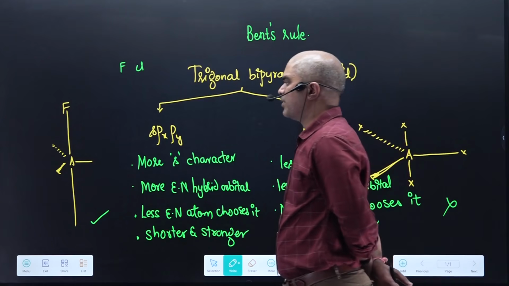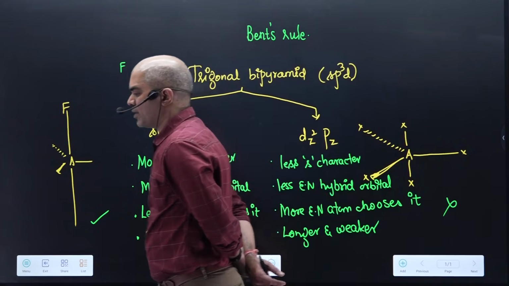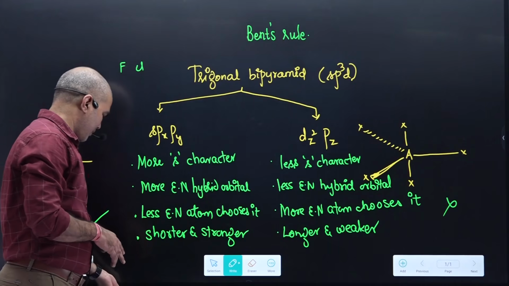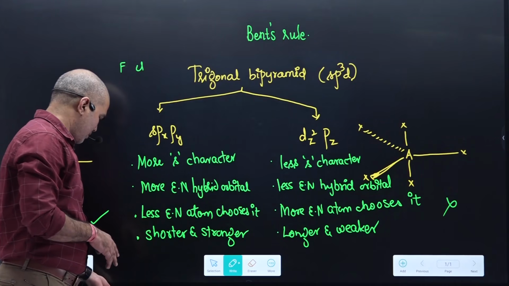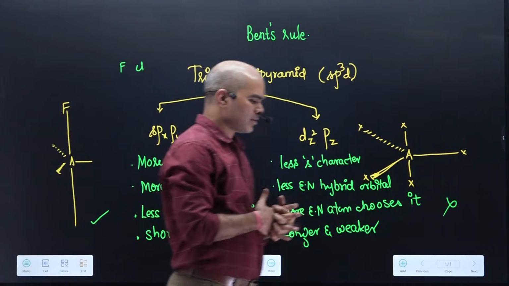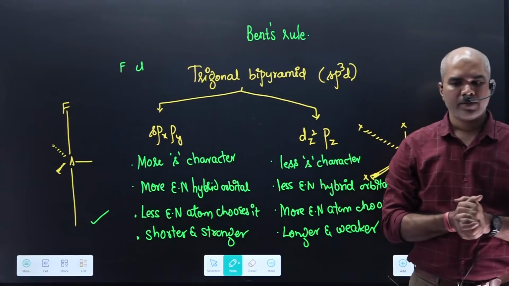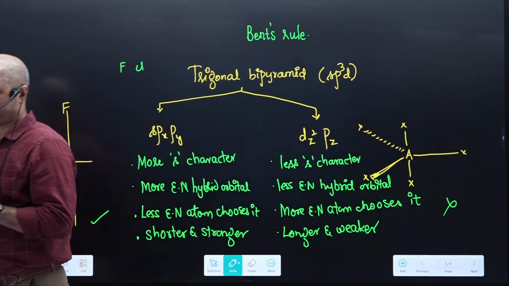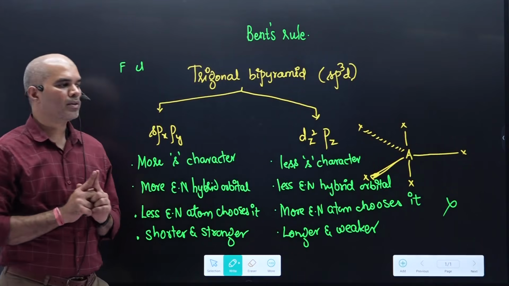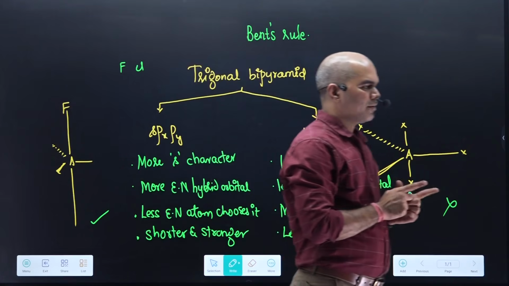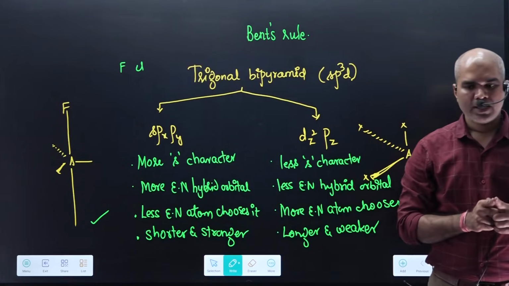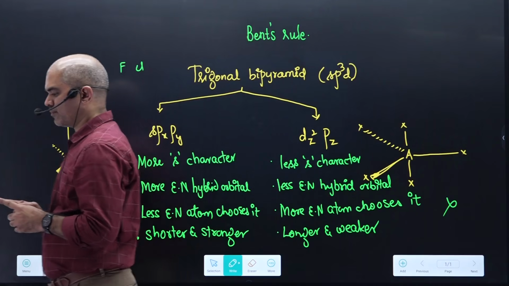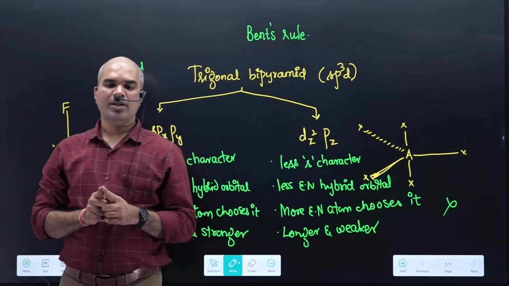In simple words, the more electronegative atom chooses the axial position, and the less electronegative atom chooses the equatorial position.